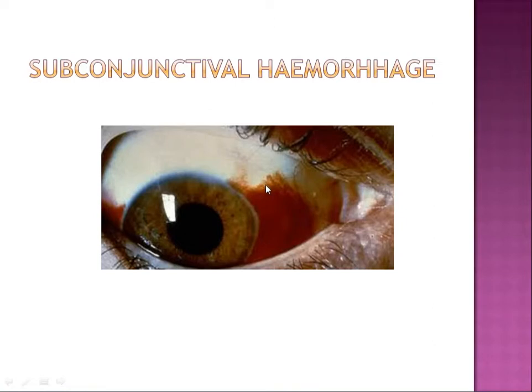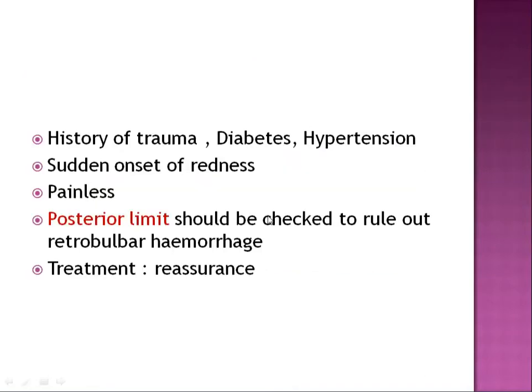A subconjunctival hemorrhage can be given as a short case to you. So whenever you're getting a case of subconjunctival hemorrhage, look for the posterior limit. If that is clearly seen, then you can reassure the patient that it will subside on its own and it is not harmful. Basically, it takes about 3 to 4 weeks, during which period the blood resolves on its own. You can give a vitamin C tablet to the patient.